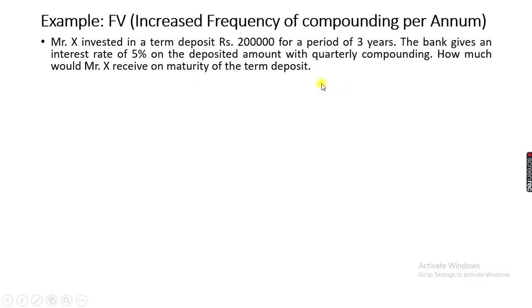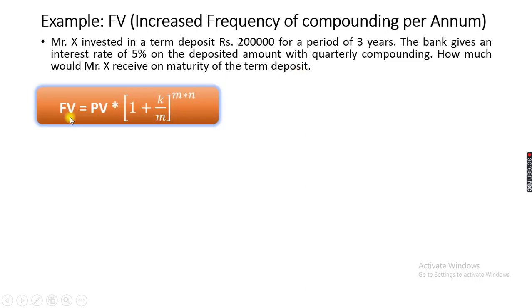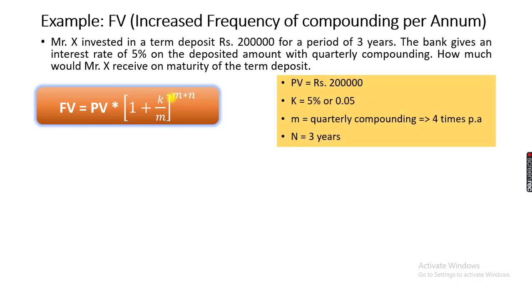The first step to solve this problem is to identify the formula. The formula we have already discussed, that is FV is equal to PV into 1 plus K divided by M, whole to the power of M into N. Let us look at the values which are given in the question. PV is equal to 2 lakh rupees, that is the cash flow. K is equal to interest rate. So the interest on deposit is 5%. We can consider it as 0.05 for calculation purposes.